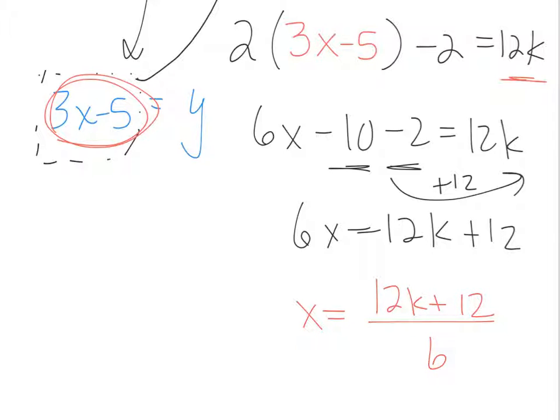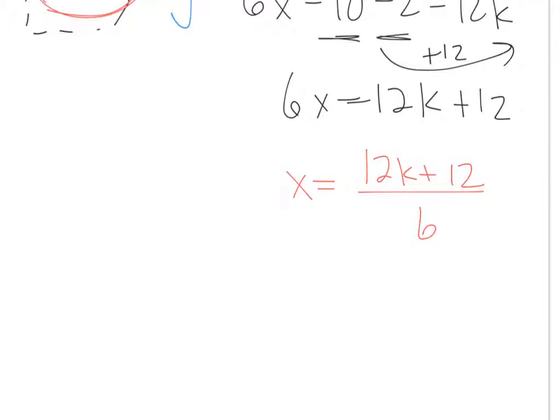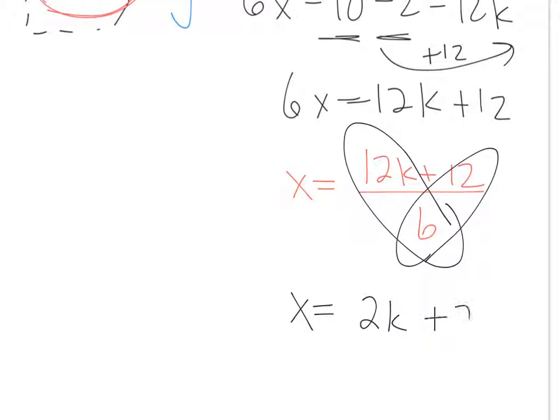If I recall, that means when I divide a binomial by a monomial, I divide it into both terms. Oops, I don't need the fraction line anymore. Okay, so divide this first. 12k over 6 is simply 2k, and then 12 over 6 is simply 2. And there's our final answer.